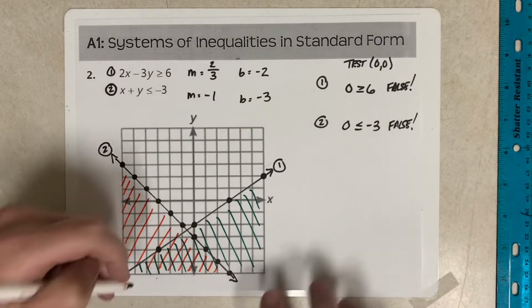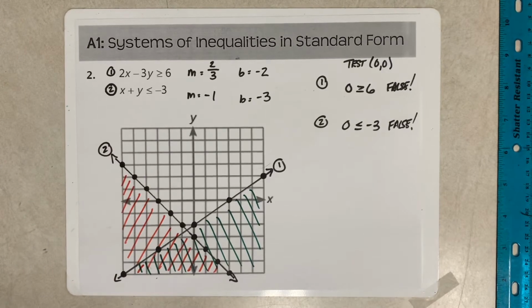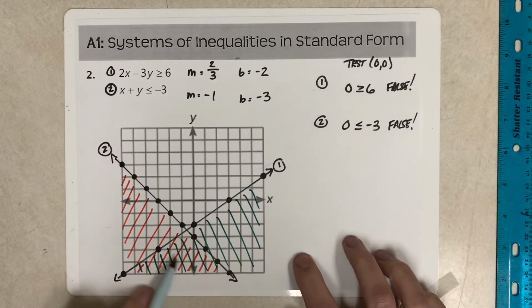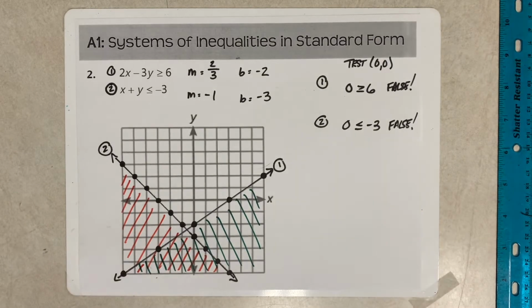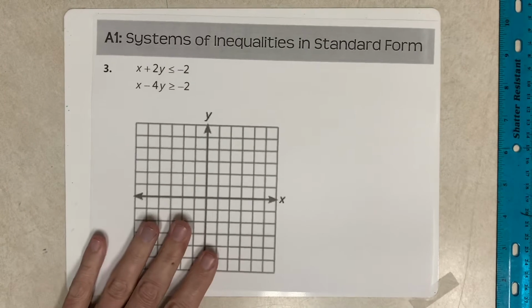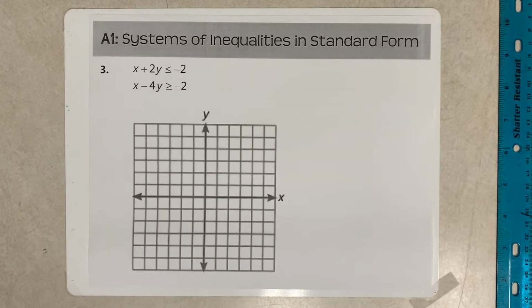Okay, so what is my final answer for this one? Well, which part got shaded twice? This part right here got shaded twice, and that is my solution region. All right, so we got a couple more here. These two, they can get kind of difficult. Let's see what this one looks like.